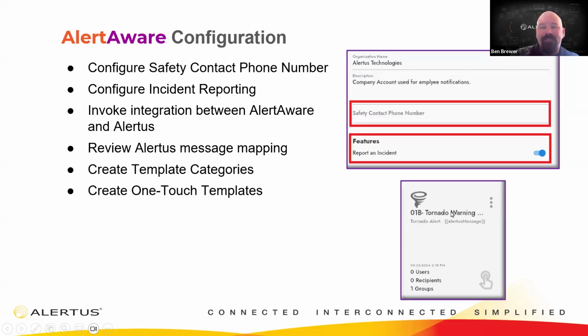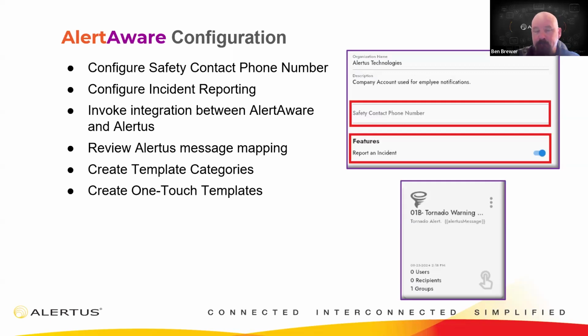really the whole reason I've got this labeled as a tornado warning is that within AlertAware, on the push notification, I want it to lead with tornado alert and then inherit the message content from Alertus. But really, let's say, for example, you have 11 different locations and one enterprise. We would potentially have 12 one-touch templates set up to work with Alertus, that would target all and then target individual groups.